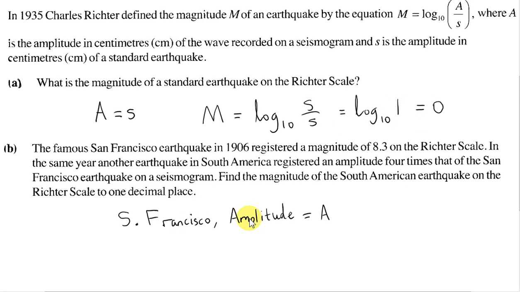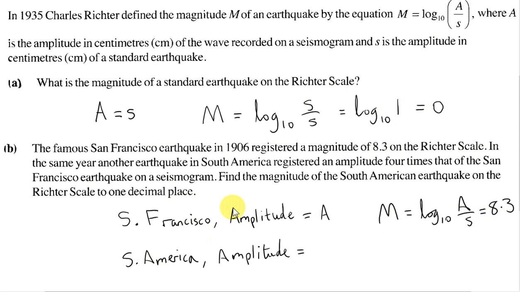For the San Francisco earthquake, let the amplitude equal A. We know what the magnitude is. The magnitude is 8.3. So when we plug A in for A, we just get log to the base 10 of A over S. But this must work out to be 8.3. So we don't know the amplitude A. Now for South America, we know that the amplitude is 4 times that of the San Francisco earthquake. So it's 4 times A.